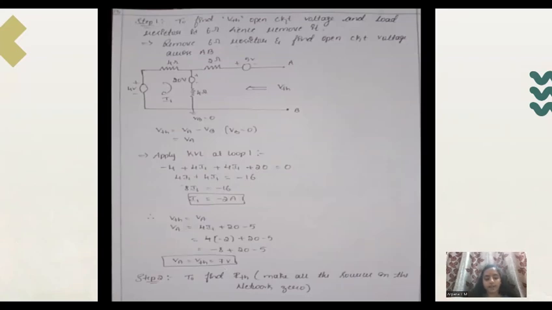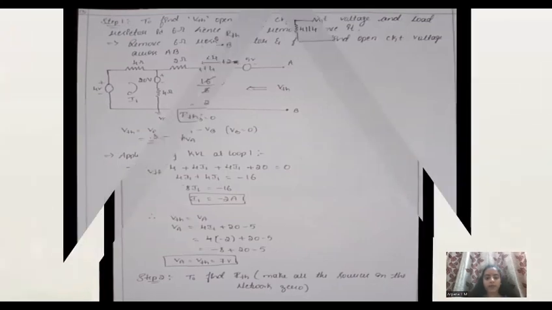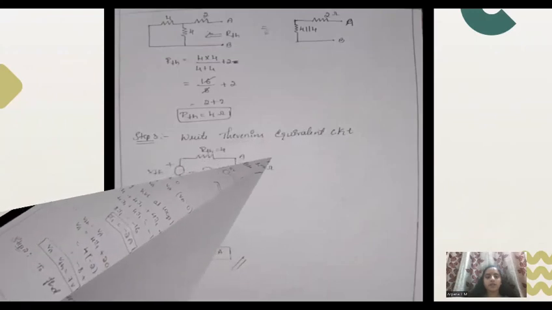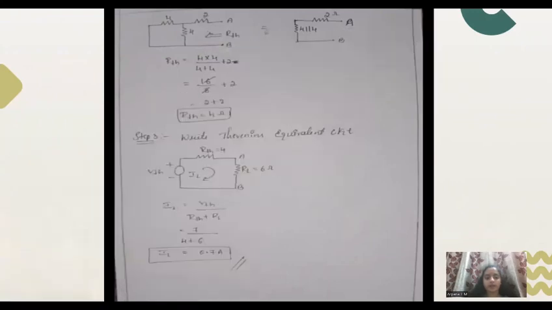Then step 2. In step 2, we need to find RTH. I will be making all the sources in the network 0. So here I will be getting three resistors. Two resistors are in parallel and one resistor is in series, where 4 and 4 are in parallel and 2 is in series with that. So RTH equals (4 into 4) divided by (4 plus 4), plus 2. RTH equals 4 ohms after simplifying the expression.